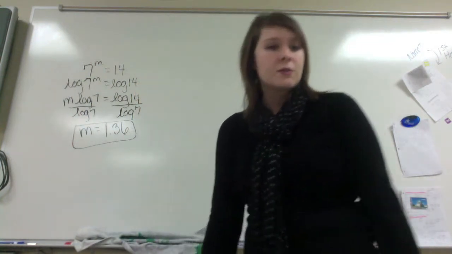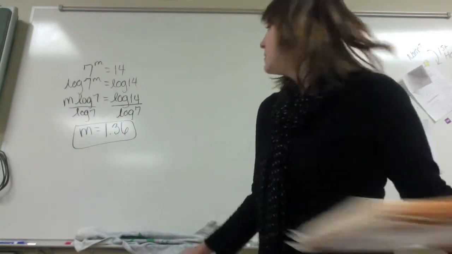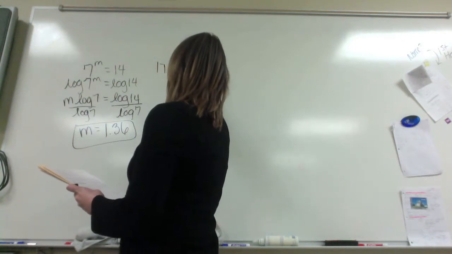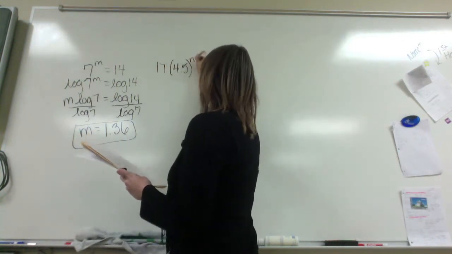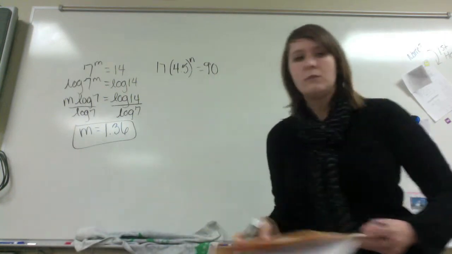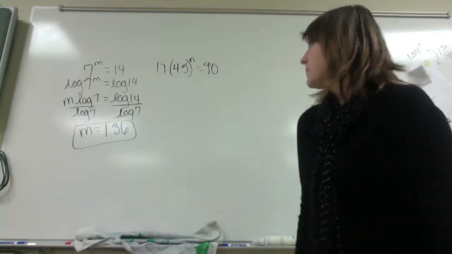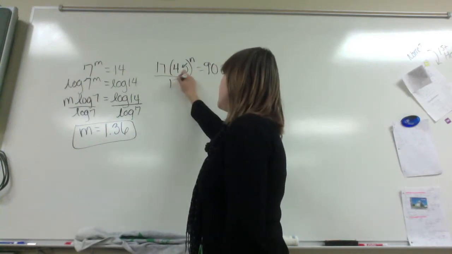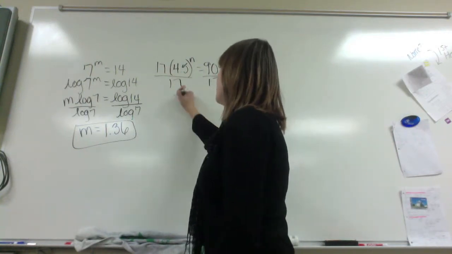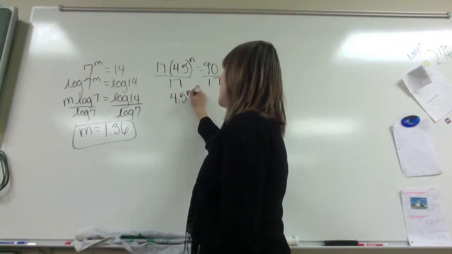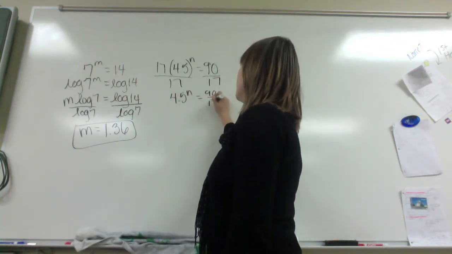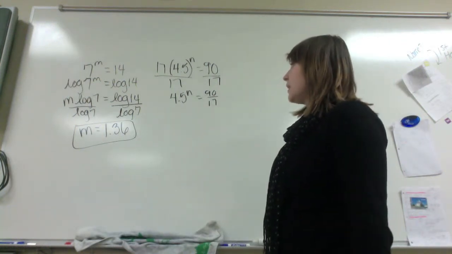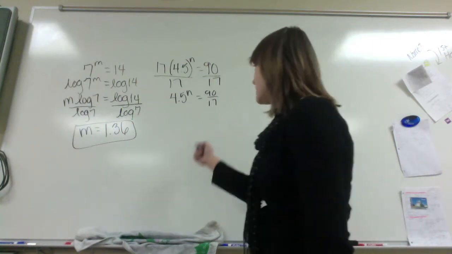All right, next question. I've got 17 times 4.5 to the n equals 90. Okay, so the first thing I'm going to do, I want to get this part by itself, so I'm going to divide out this 17. So now I've got 4.5 to the n equals, I'll just leave that as 90 over 17 so I don't have any rounding errors. Okay, now the next thing I can do is take the log of both sides.